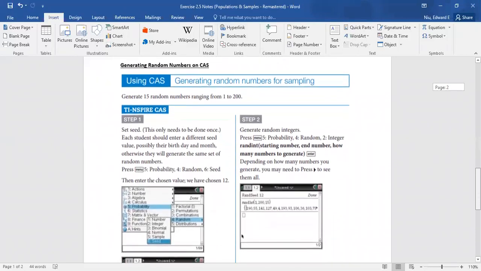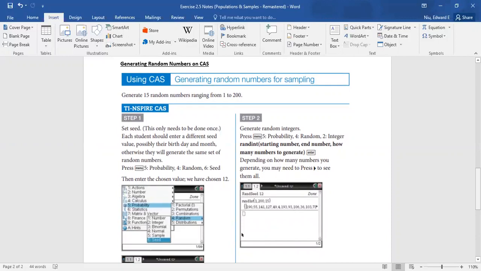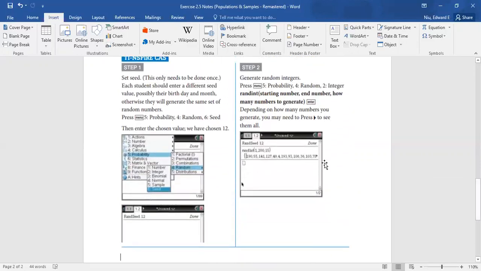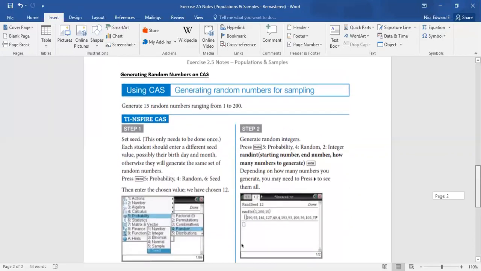The last one here for 2.5 is generating random numbers on the CAS calculator. What you need to do is just follow the following steps. Just open up a scratch pad, press menu 546, all right, and fill out your parameters. So it could be between 1 and 200, and you need 15 numbers. It could be between 1 and 100, 10 and 50, whatever it might be. Okay, and once you follow the steps, you'll get a list of numbers like so. So it's a nice and short process.